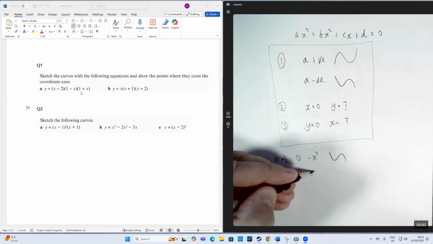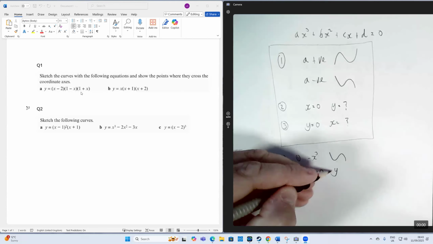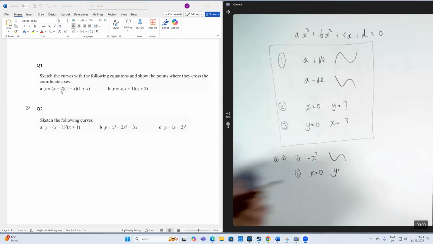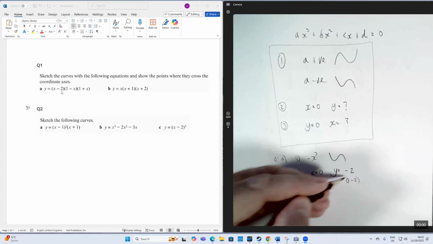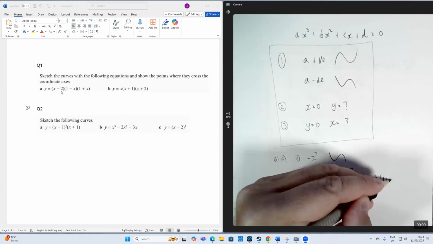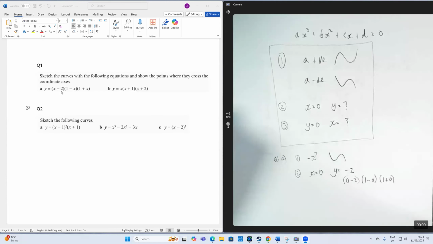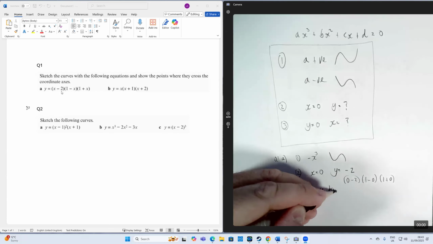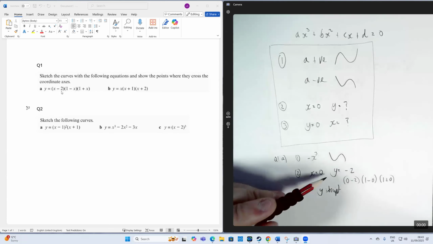Question 2, when x is equal to 0, what is y going to equal? And in this equation, you can see here, we would have minus 2 times minus 1 times 1, which is going to be, oh no, let's have a look. We'd have minus 2 times 1 times 1, so it'd be minus 2. So the y would equal minus 2. And where that's come from would be 0 minus 2 multiplied by 1 minus 0 multiplied by 1 add 0, giving us minus 2. Now this is the y-intercept. In other words, this is where the graph is going to cut the y-axis.